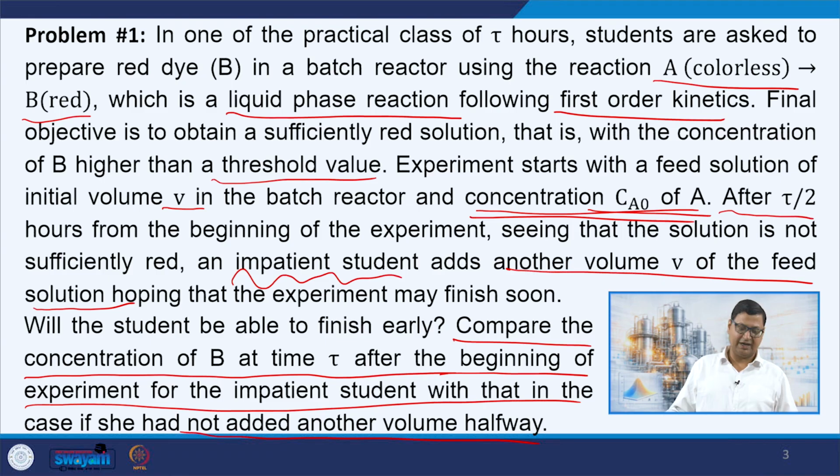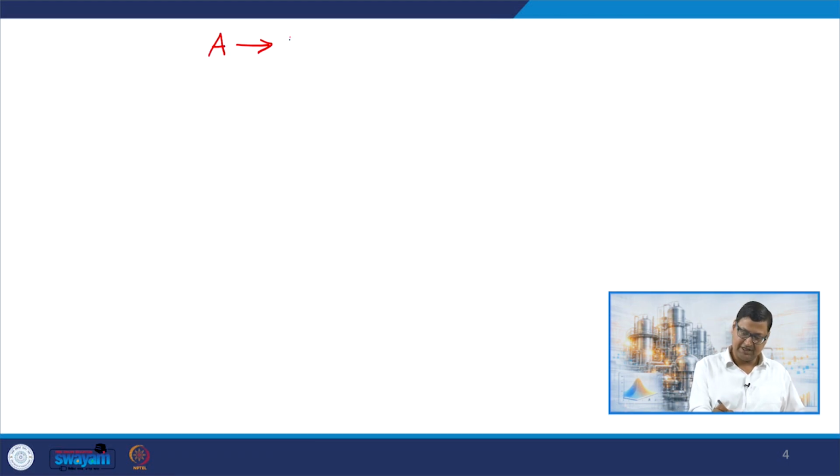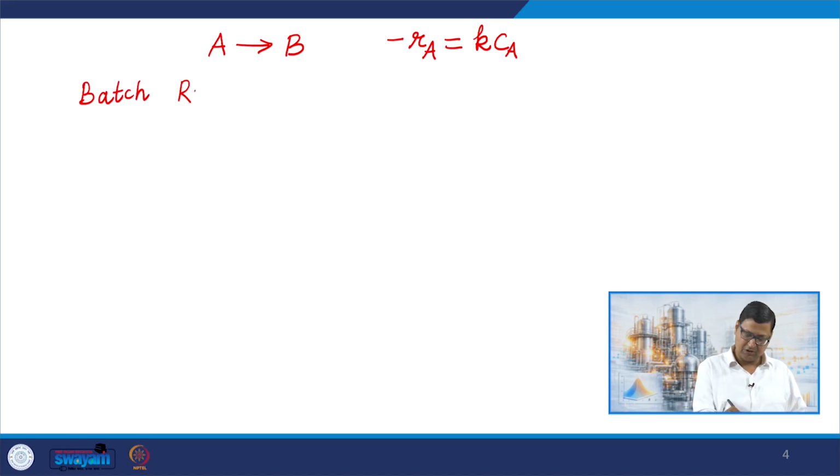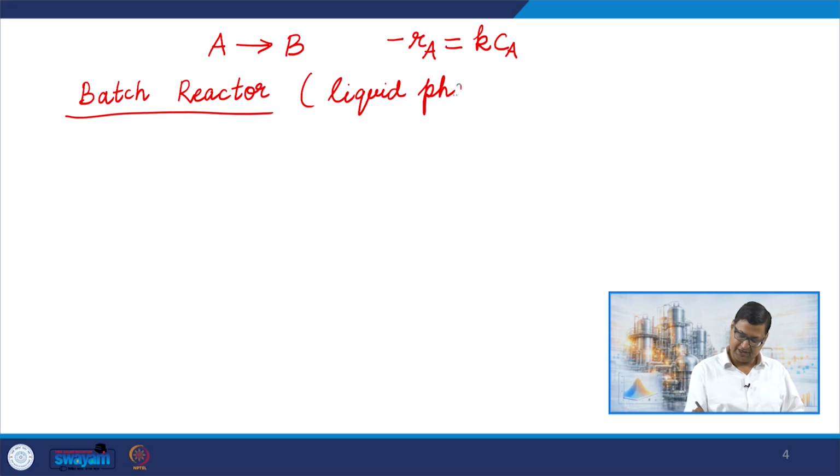So, let us look at this example, and we will begin with the reaction A to B, and it is said that it is a first order reaction. So, we have the rate law minus R A is equal to K C A, and let us now perform a simple mole balance for this case. It is a batch reactor, and it is also a constant volume batch reactor because we are considering a liquid phase reaction. So, we can assume that there is no volume change happening in the system, and therefore the volume remains constant.